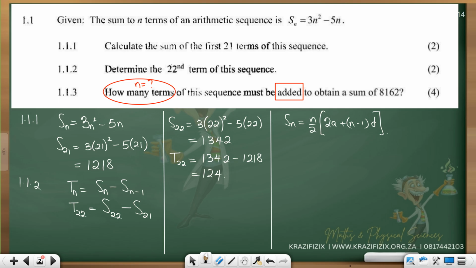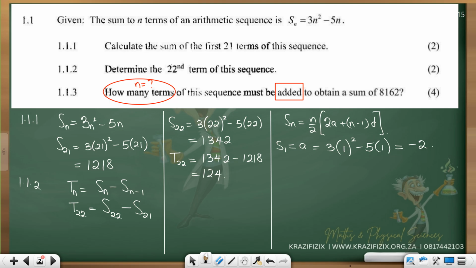But I think we can get all of that. Do you think we can get a? It's 4 marks, so there's a few steps. I think we can get the first term. S1 is actually equal to a. Sum of the first, so if I say sum of the first, I'm only adding one thing. So S1 is equal to a, and what would that be? 3 into 1 squared minus 5, and what would that be? Negative 2.